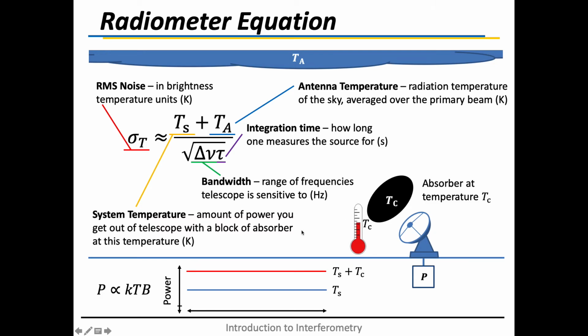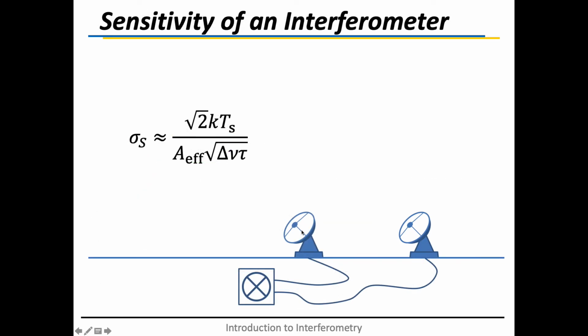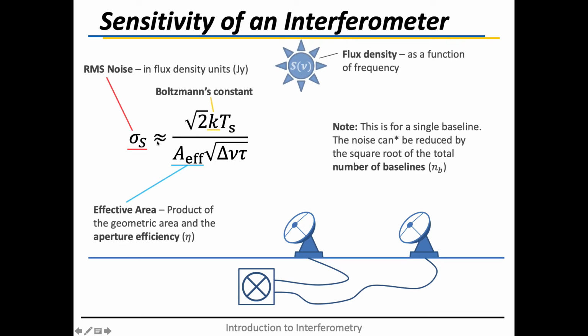Once we know what the system temperature is, then we can describe what the sensitivity of the interferometer is, which is this new equation, which again might look a little scary, but let's define terms here. So the RMS noise in units of flux density is equal to √2 times the Boltzmann constant times the system temperature, or in this case the square root of the system temperature of antenna 1 times the system temperature of antenna 2, all divided by the effective area.